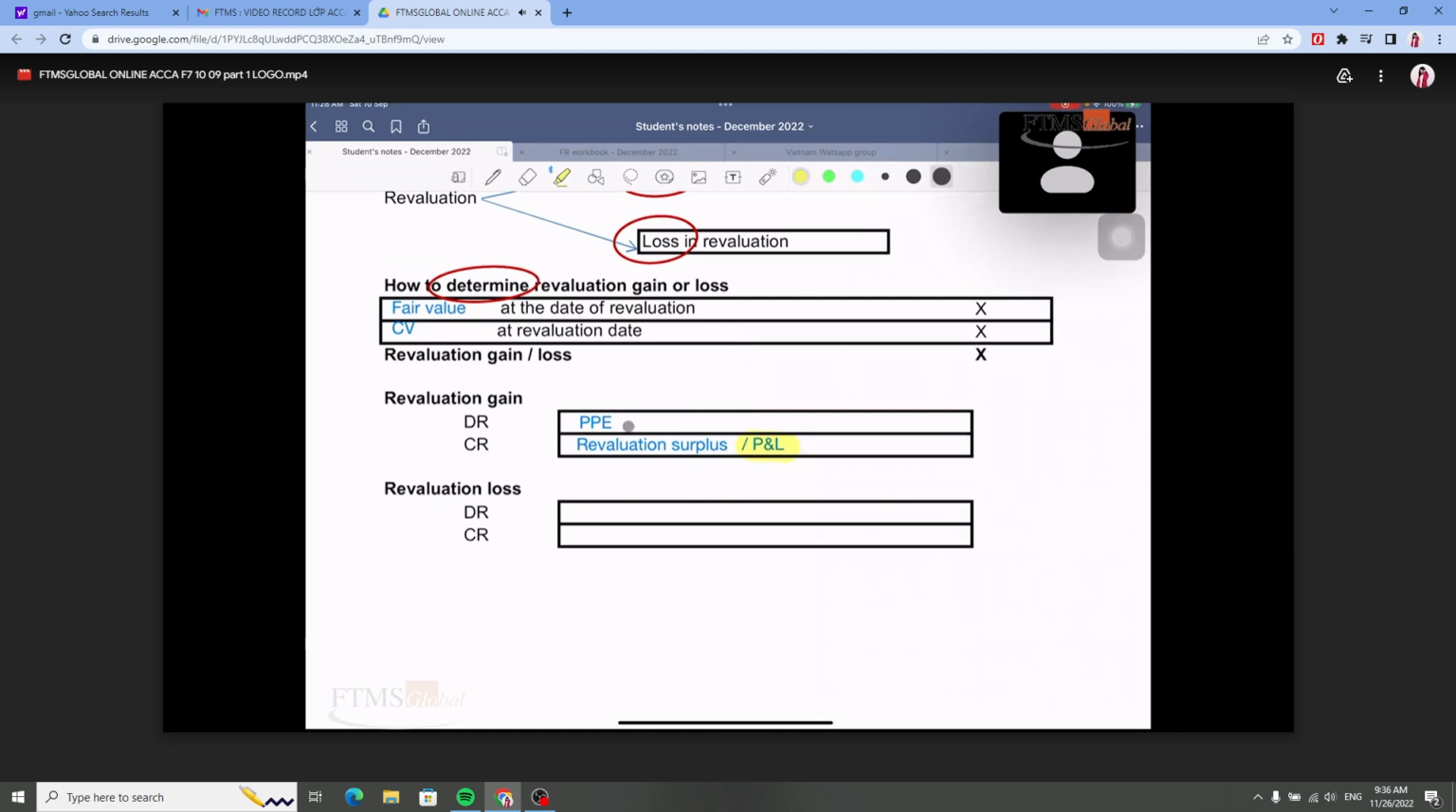Then revaluation loss. Normally, the double entry is to debit this revaluation surplus, and then credit PPE. Again, some of you may not be aware. You can also debit to P&L.